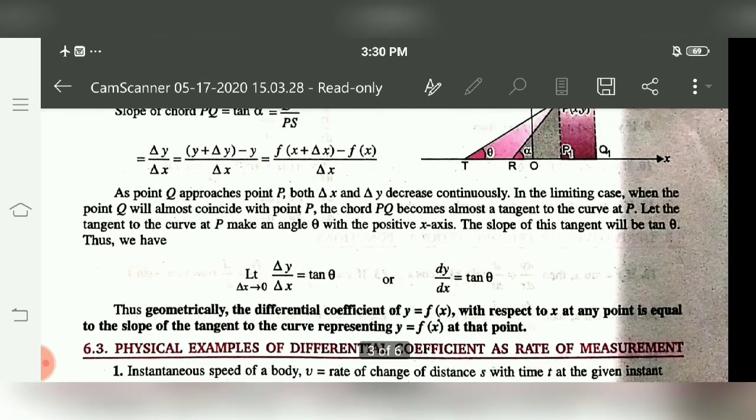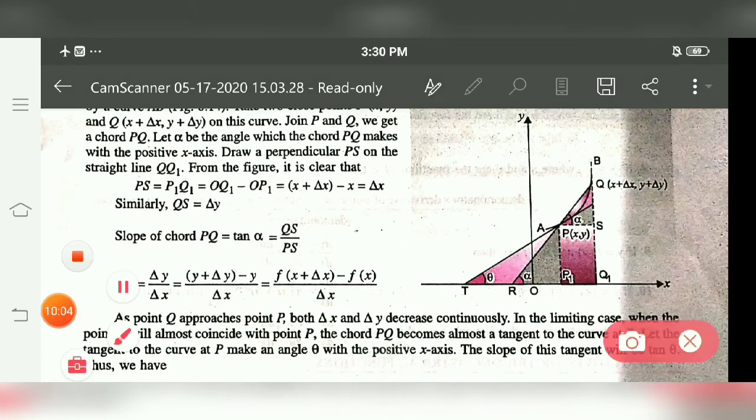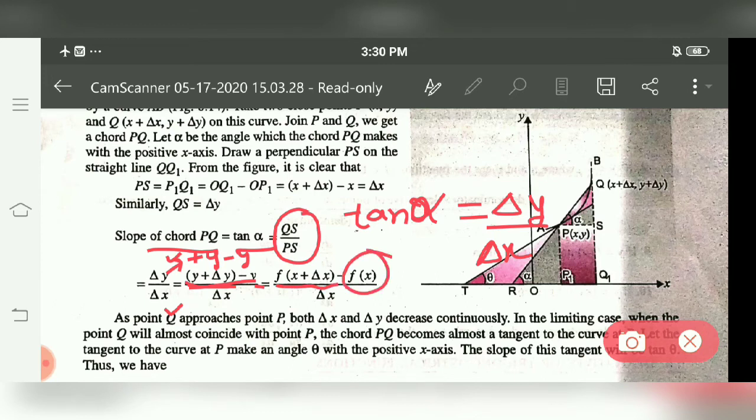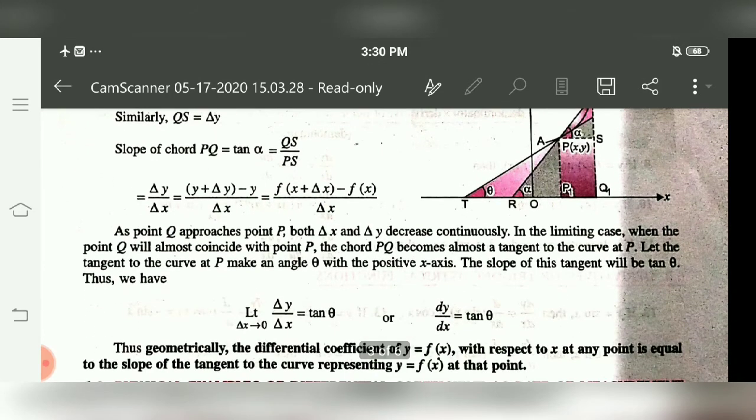So if we talk about the slope, slope is equal to what? Slope is QS by PS, or we can say tan alpha, because we have a formula for the slope, tan theta. Here theta is alpha, and the other formula is change in y by change in x. So we get tan alpha equals delta y by delta x, where delta y is what? If I add this term with y and subtract y, this becomes this term, where y plus delta y is a function of x plus delta x, and y is a function of x only. So again we get the same formula by plotting the curve.